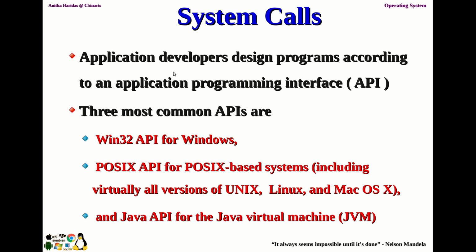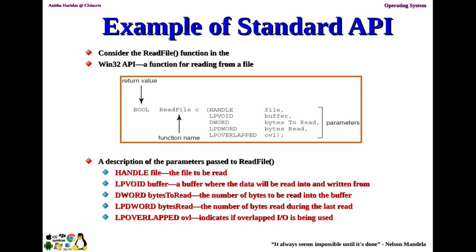So when you are writing a C program, a Java program, or a Python program, the application developers will design the programs according to an application programming interface. Whatever APIs are available, you are going to use in your program, and these APIs will indirectly call the system call function. These are the common APIs available, like the Java API, POSIX API, or Win32 API. These are some of the APIs which will be used in your application program interface.